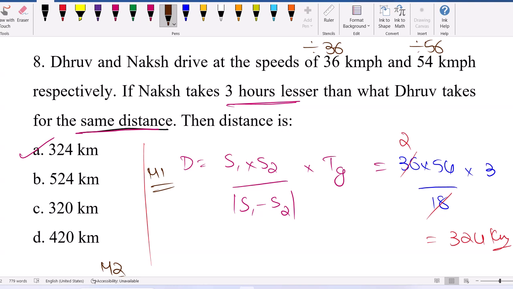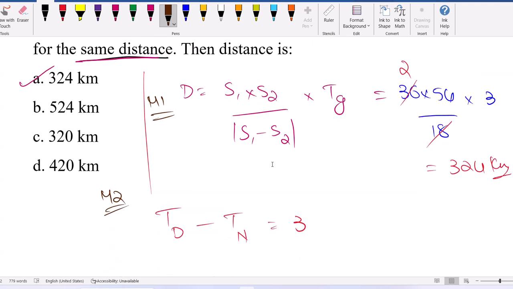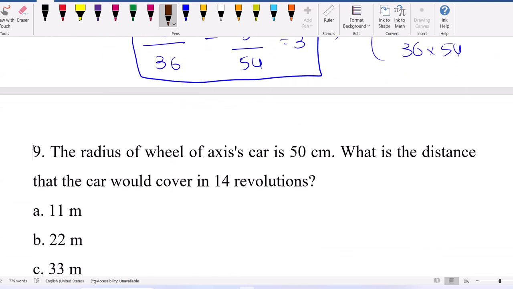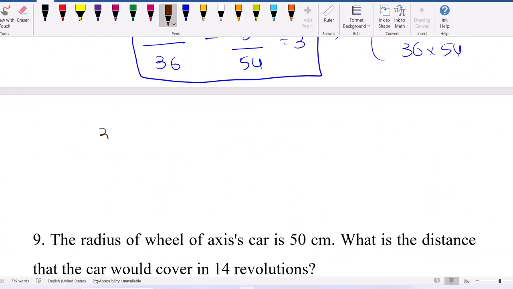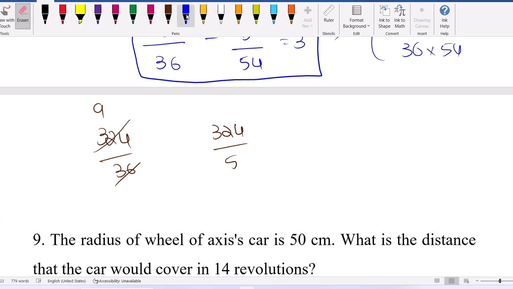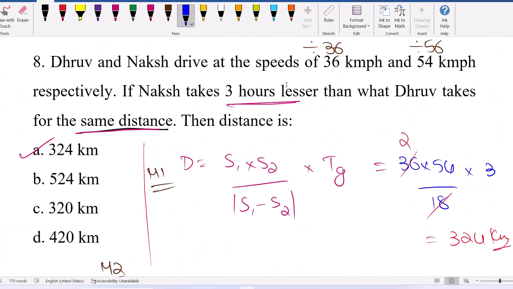Right. One more possibility is we can verify the options. How can I verify options, sir? Here you take distance 324. Dhruv will take 9 hours. Naresh will take 6 hours. What is the difference? 3 hours. Yes, satisfied. Naresh is taking 3 hours less than Dhruv. We can do option verification as well. You put options one by one, and you can check it out.